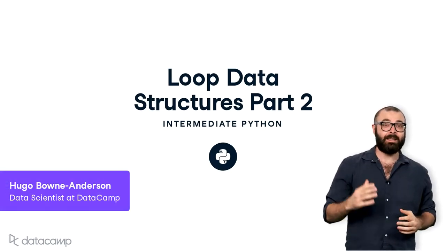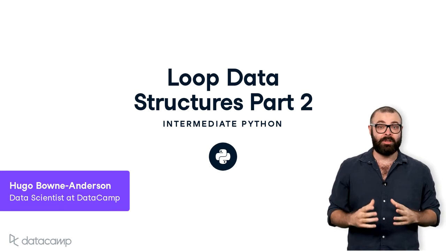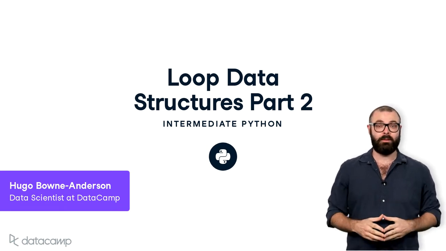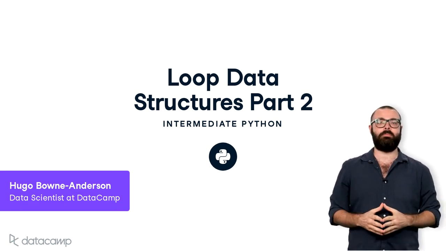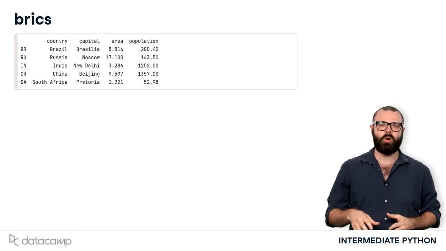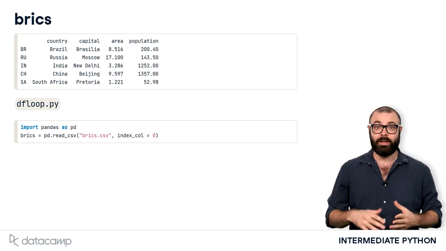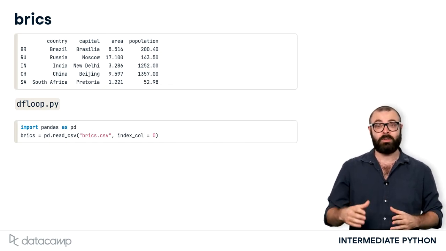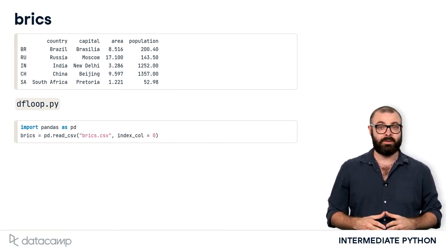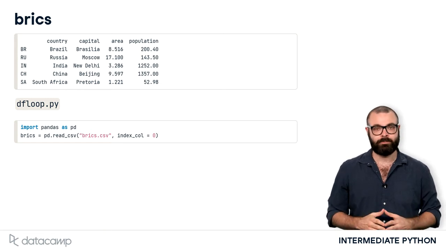There's one killer data structure out there that we haven't covered up to now when it comes to looping: the pandas data frame. Let's go over the data on the BRICS countries one last time. These lines of code import it from the CSV file, brics.csv. You can see its contents on the top right here, so you can follow along.